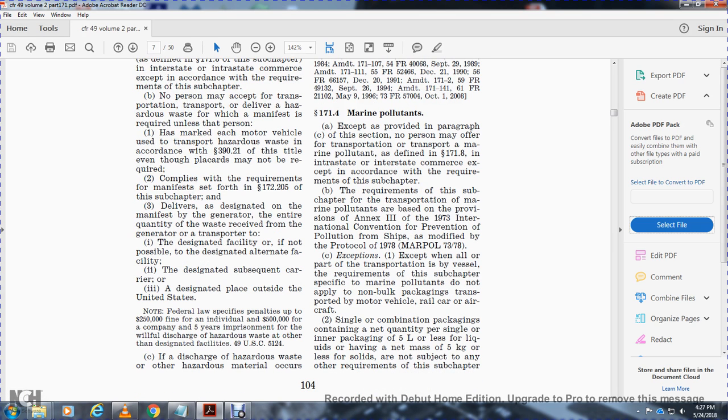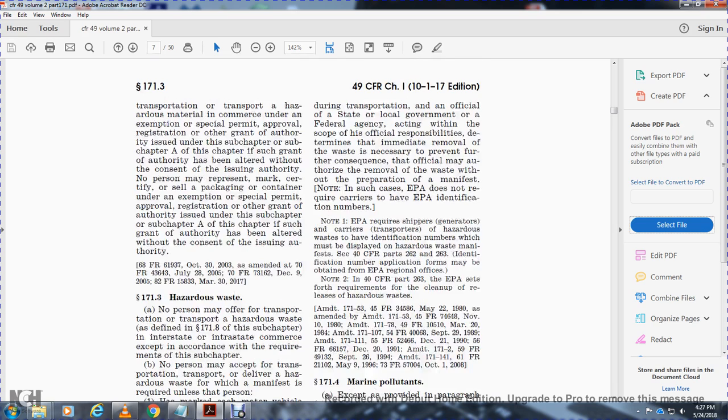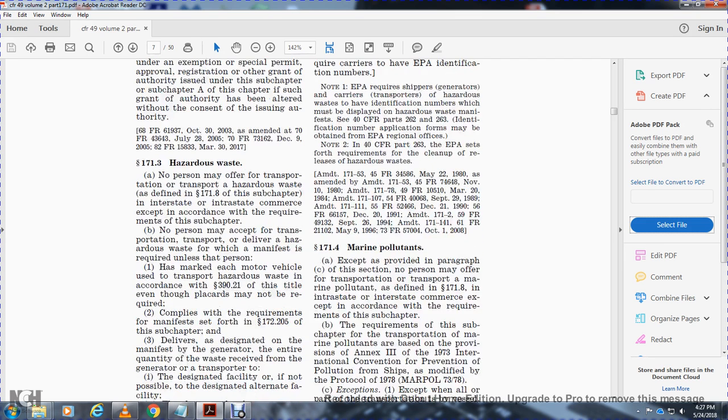If a discharge of hazardous waste or other hazardous material occurs during transportation, an official of a state or local government or a federal agency acting within the scope of official responsibilities may determine that immediate removal of the waste is necessary to prevent further consequences. The official may authorize the removal of the waste without the preparation of a manifest. Note that the Environmental Protection Agency does not require carriers to have an EPA identification number.